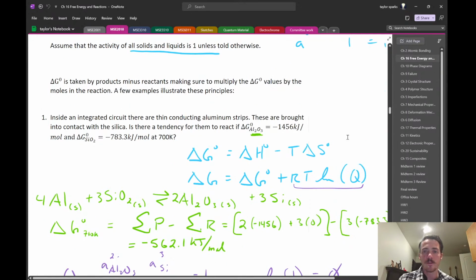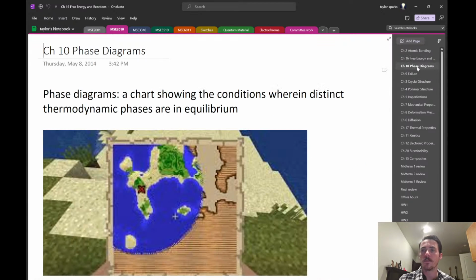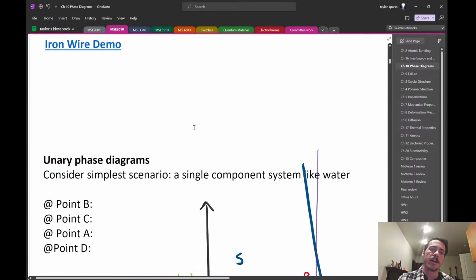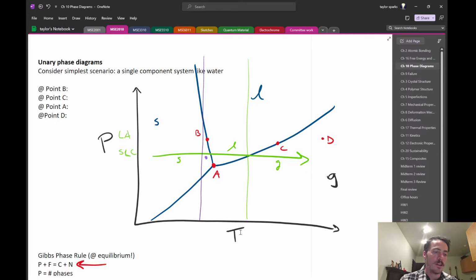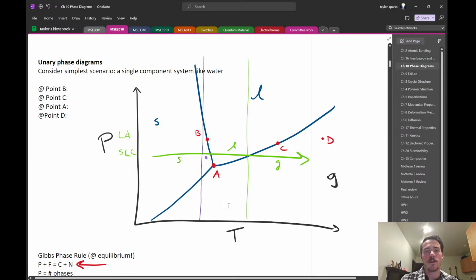So that's where we first introduced the idea of Gibbs free energy. And then later in chapter 10, we applied it to phase diagrams. The example we gave was water. Here you see pressure versus temperature for pure water. Pure water means that it's a single component system. It's only H2O. It's not like water plus salt or anything. It's just pure water. And in this one, you can actually start to estimate why these different things happen.